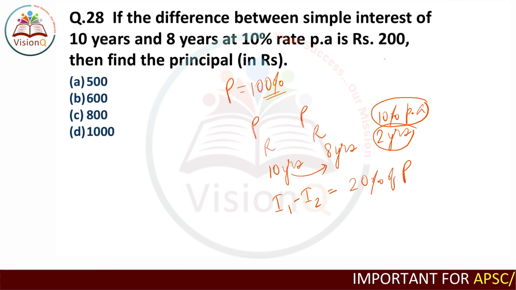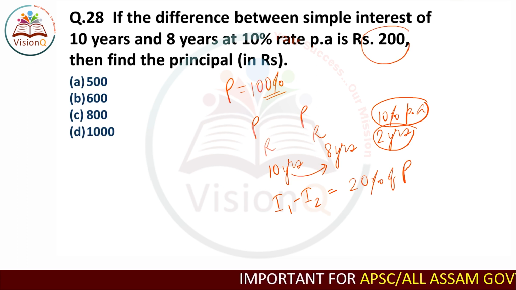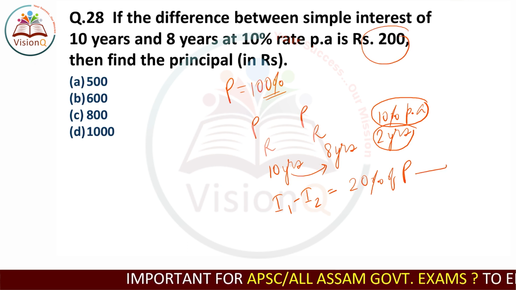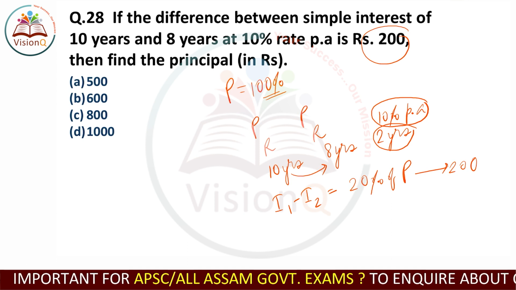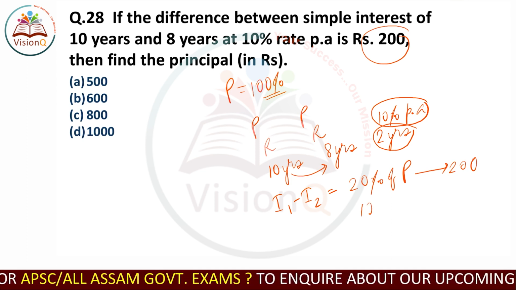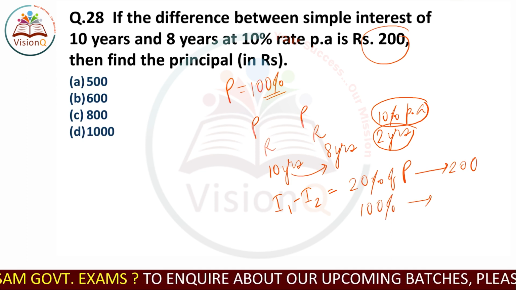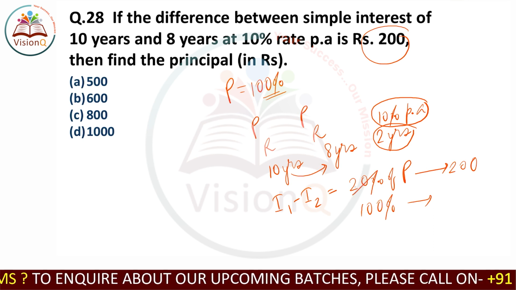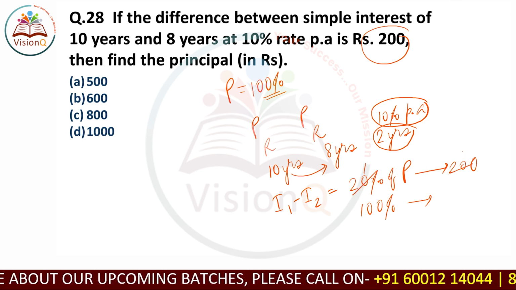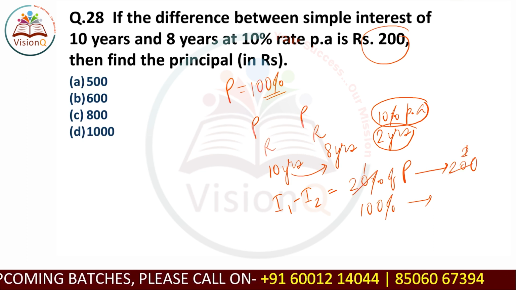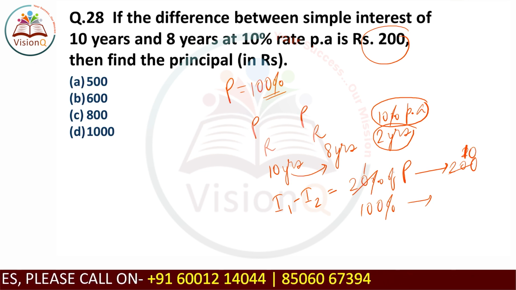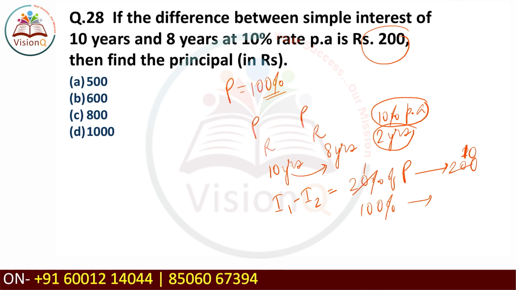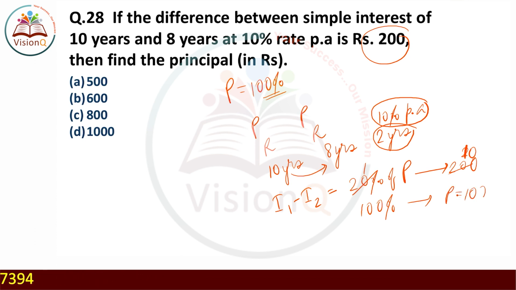Now, this difference of interest is given to be rupees 200. So, if 20% represents 200, to find out the whole principal, always find 100%. So, if 20% is 200, 1% is 20. Sorry, 1% will be 10 here. So, if 1% is 10, 100% is 10 into 100, which is rupees 1000. So, this is the right answer.